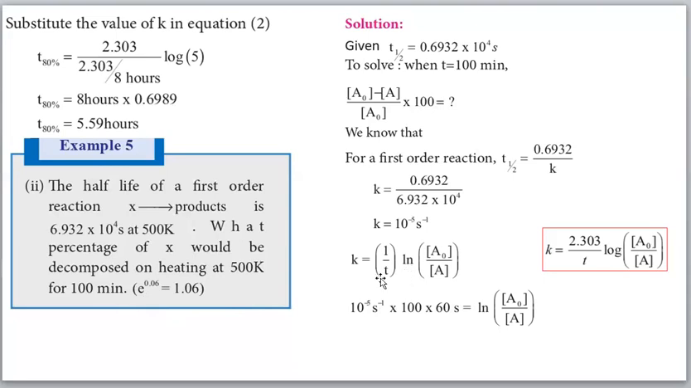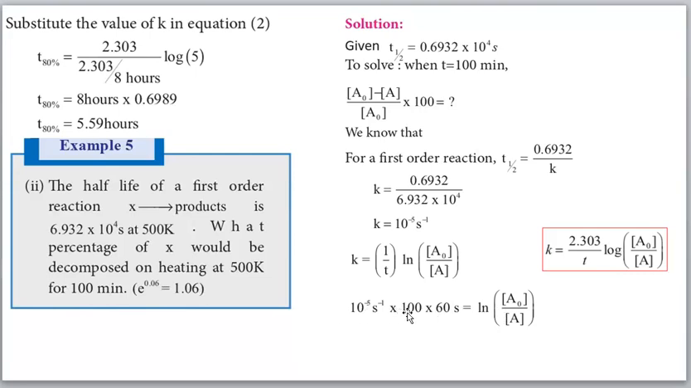Then substitute the values. This t we can move to the left side. Already K is there, and K value is 10 to the power minus 5 per second. T is given here as 100 minutes. So 100 into, then the minutes we change into seconds, so into 60. Now it is in seconds. Equal to ln A0 by A.